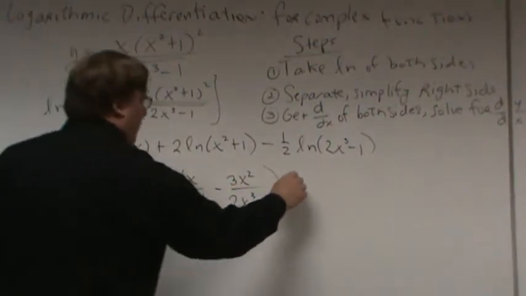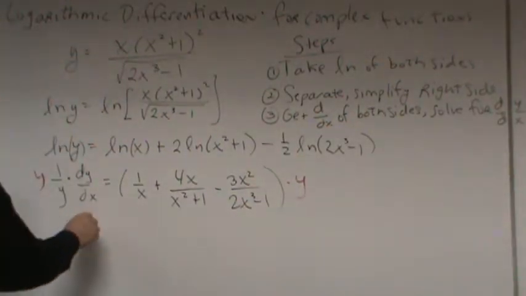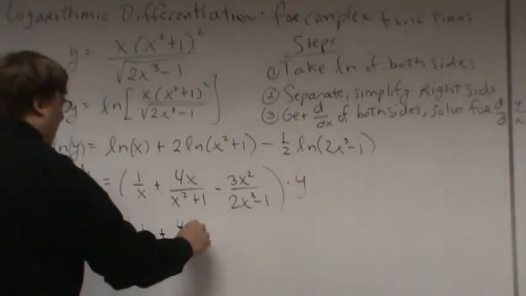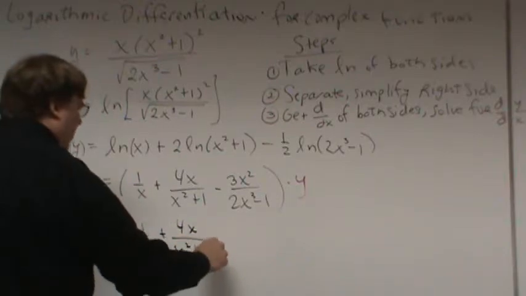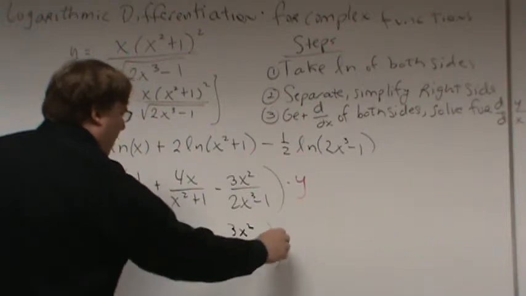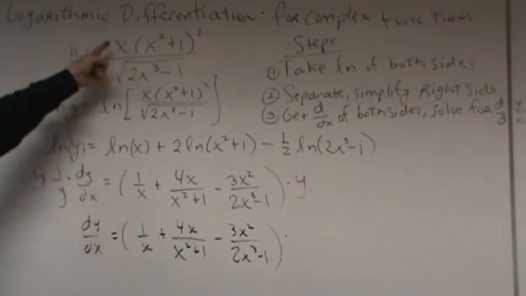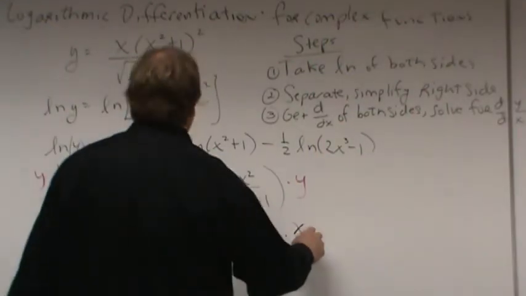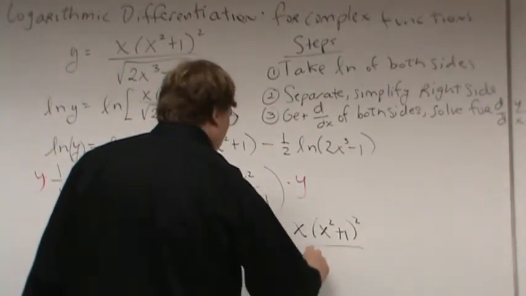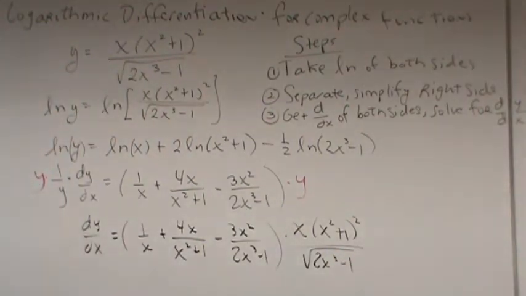I'm going to multiply. Don't forget to do that. The most common mistake students make is they forget to multiply both sides by y. So I get dy dx equals (1 over x plus 4x over x squared plus 1 minus 3x squared over 2x to the third minus 1) times y. And then, since we want our derivative to only be in terms of x's, we're going to write down what y actually is. So you end up going x times (x squared plus 1) squared over square root of 2x to the third minus 1. And there's your answer.